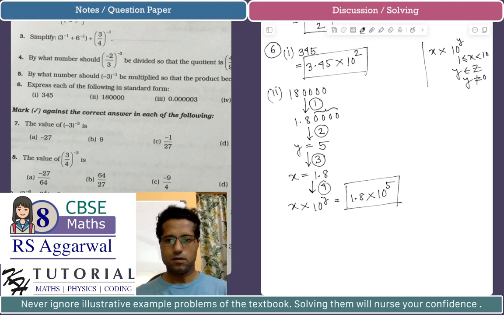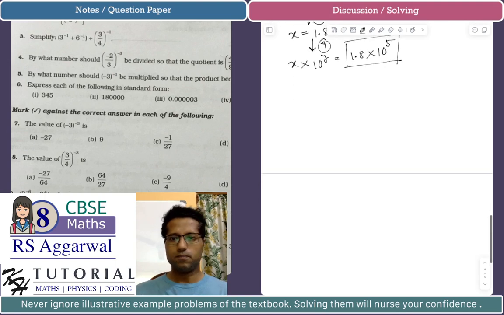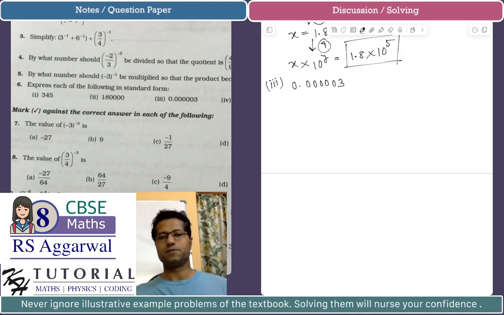Okay, so this was part 2. No, question number 6, part 2. Let's do part 3. We have to convert a very small number, that is 0.000003, with 5 zeros and then 3. So this is a very small number. How do we express it in standard form?